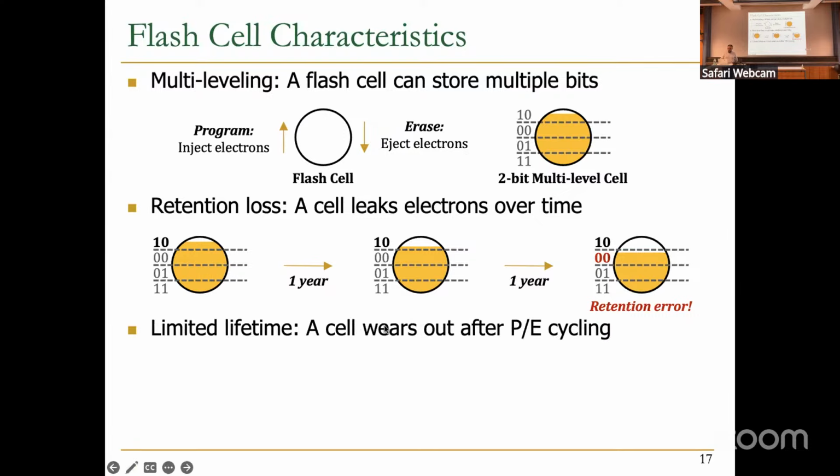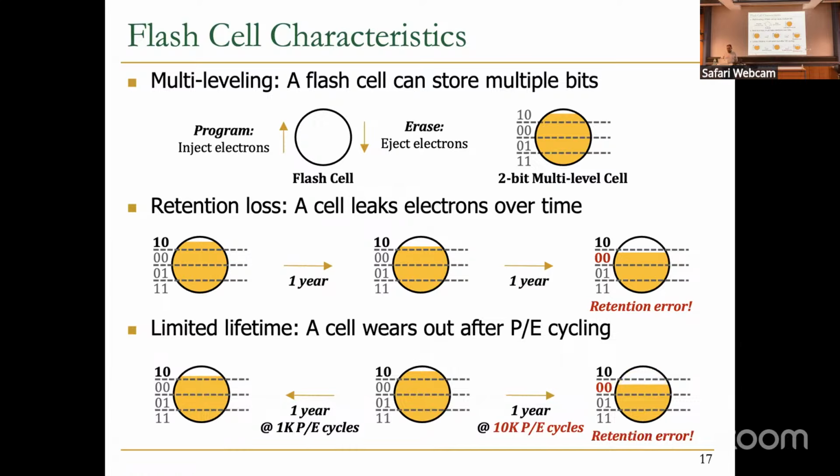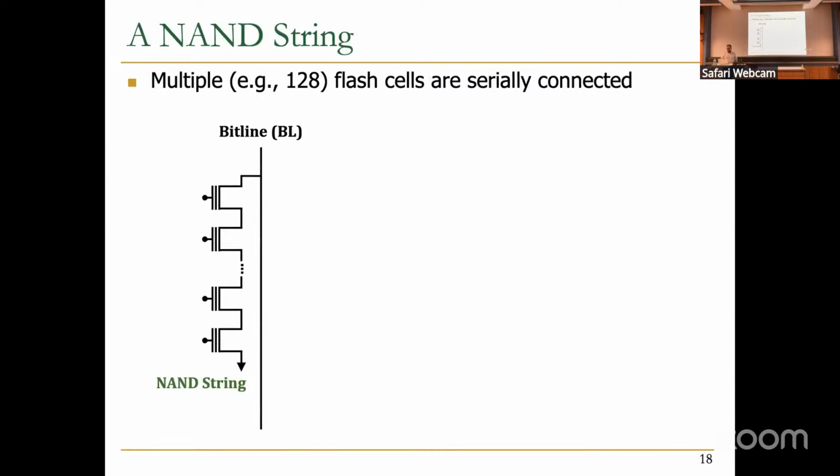And also we have limited lifetime. A cell wears out after some number of PE cycles. So here, for example, after 1 year, having 1,000 PE cycles, you're going to have this amount of retention error. But after 1 year, while you have 10K PE cycles, you're going to have more retention errors. So essentially, having more PE cycles increases the problem of retention errors. Okay, question.